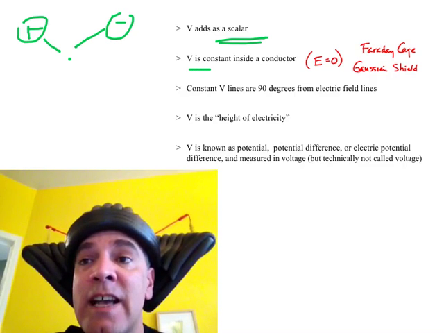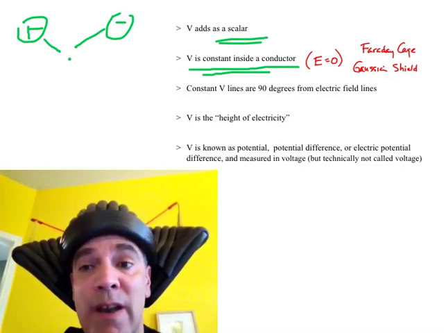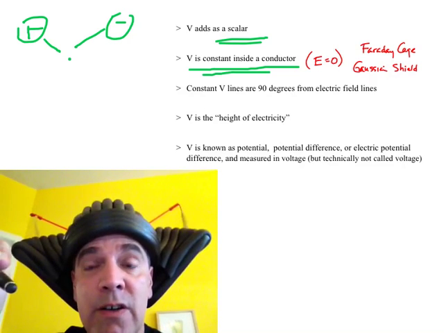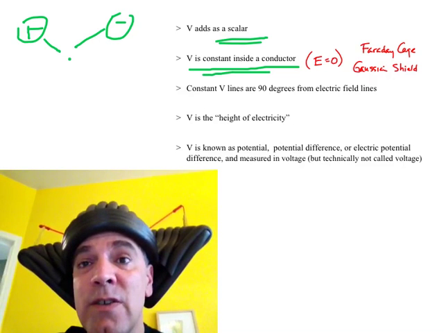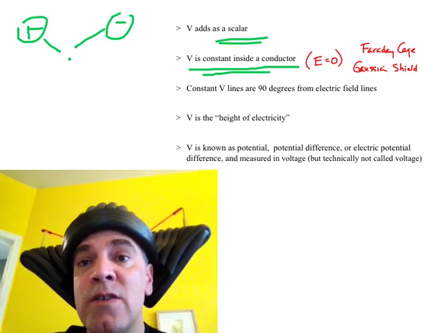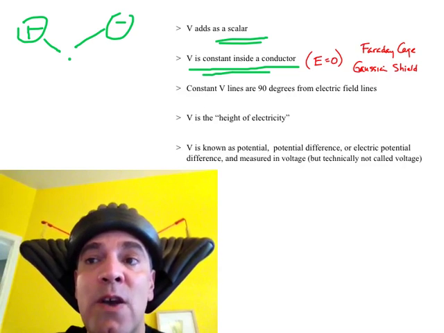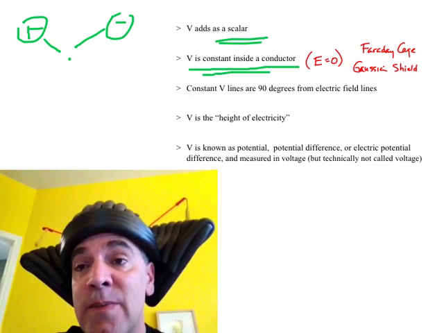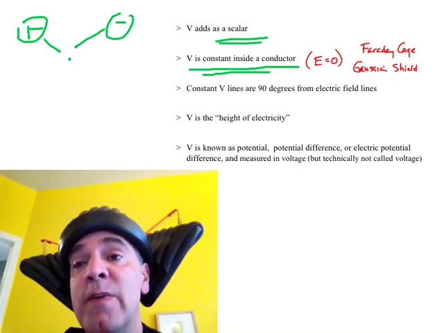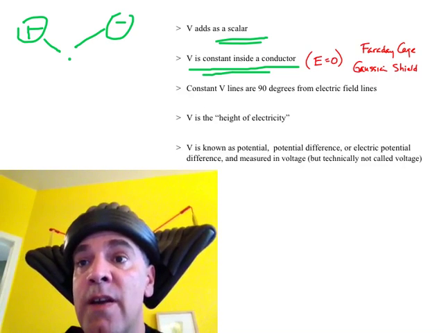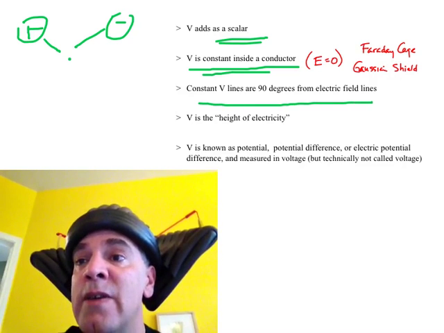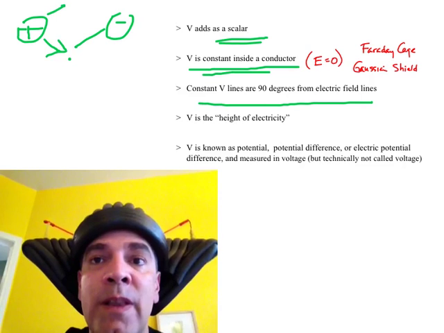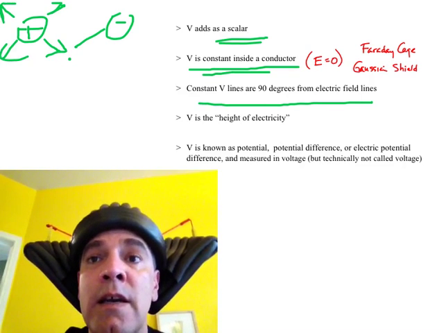Another thing about V is that it's constant inside a conductor. We talked earlier about electric field being 0 inside of a conductor, and electric field gives us a potential difference, so if there's no potential difference between things, there's no electric field there. That's why V is a constant inside of a conductor, because if there were differences in V, delta V would give us electric field, and there isn't one inside there. And also, equipotentials are at 90 degrees to electric field lines. When we did electric field lines, remember we said that they were lines going away from plus and towards minus.